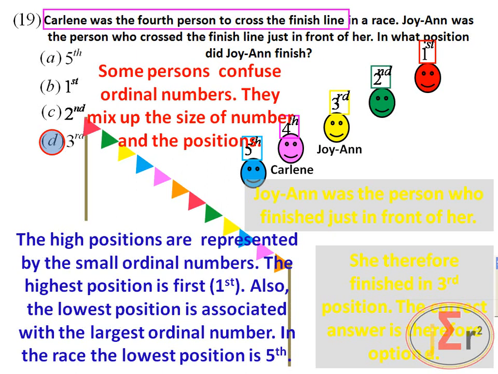The highest position is first. Also, the lowest position is associated with the largest ordinal number. In the race, the lowest position is fifth. So if you finish in a very high position, your ordinal number is small, and if you finish in a low position, your ordinal number is large. The one that finished just before you, or better than you, will have a smaller ordinal number than you. If you finish 5th and someone finishes ahead of you, that person has a smaller ordinal number. If you are at 2nd and that person finished in a lower position than you, that person has a larger ordinal number.